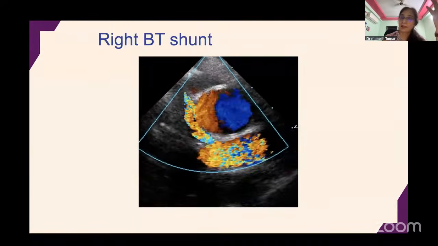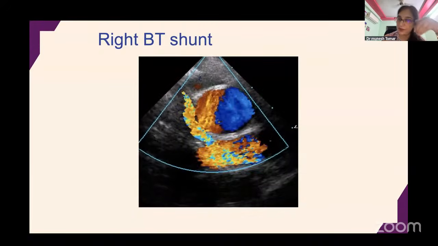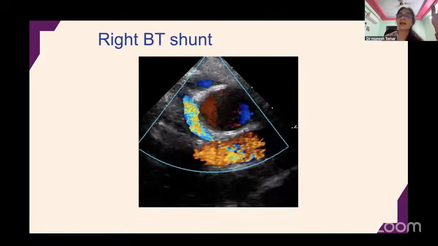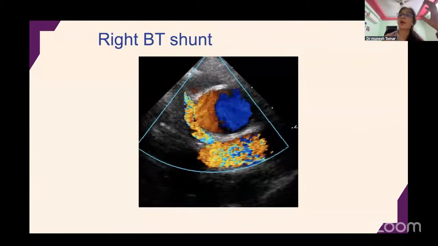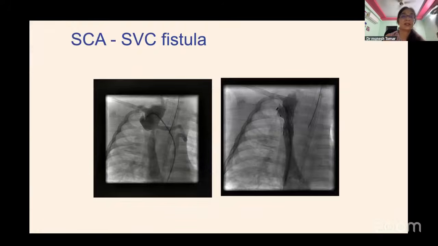BT shunt is an acquired issue in patients with a congenital cyanotic heart defect with decreased pulmonary blood flow. To buy some time, you have a BT shunt or large collaterals, and they also lead to aortic runoff. A rare entity is the subclavian artery to SVC fistula. I don't have an echo of this patient, but we did device closure.